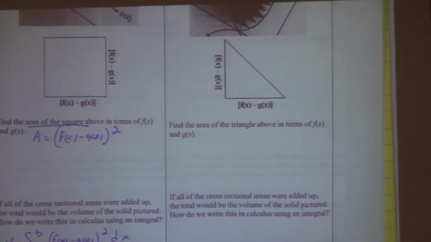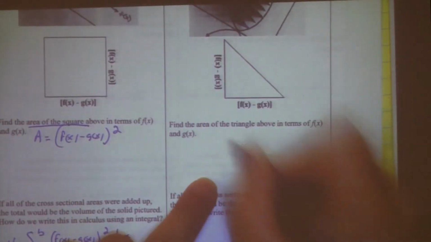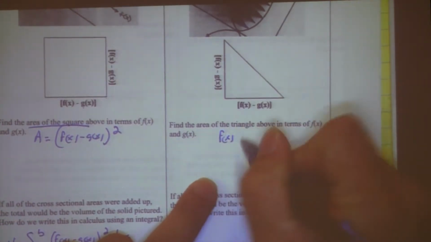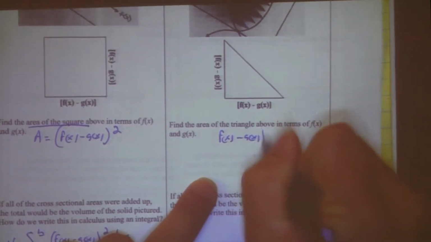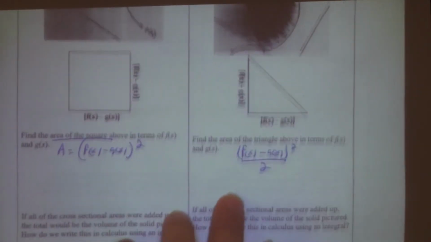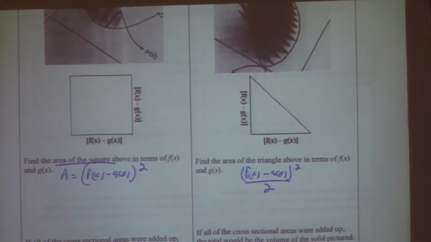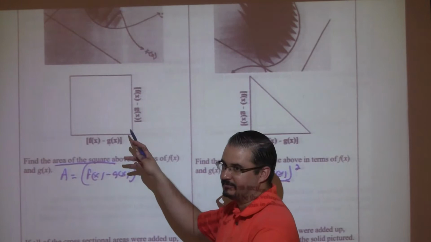Base times height divided by 2. So it would be this times this divided by 2. So that would basically be f of x minus g of x squared divided by 2, right? Isn't an isosceles triangle half of a square? Yeah. So the area of an isosceles triangle should be half the area of a square.